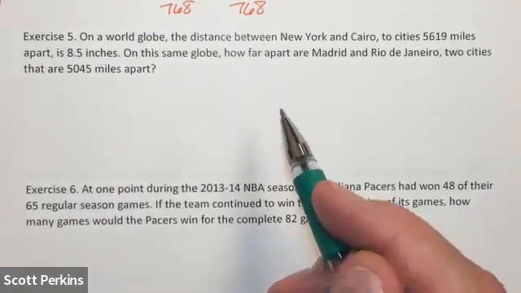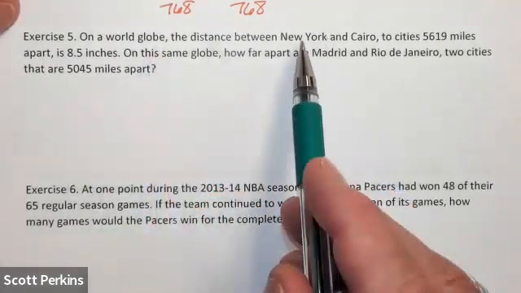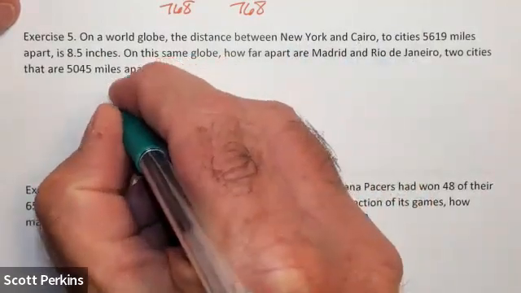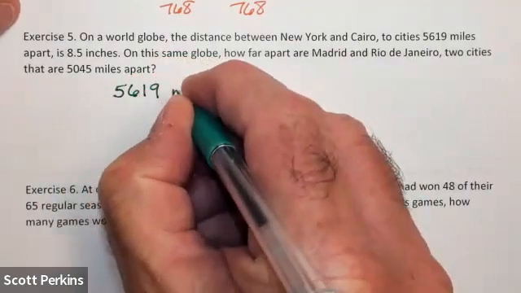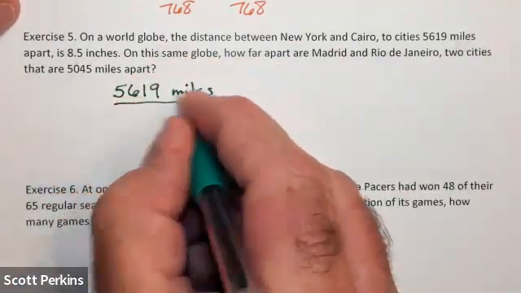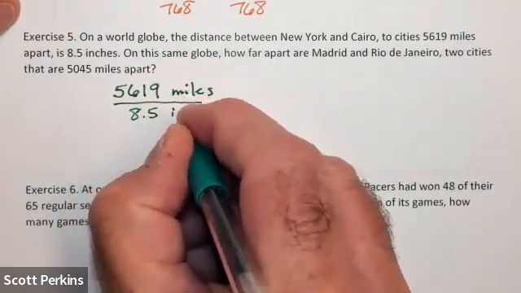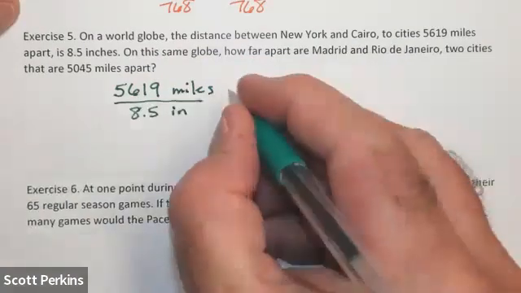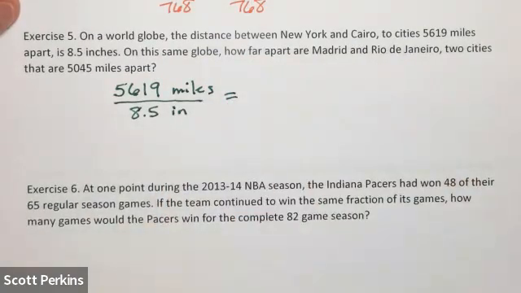Okay, so the first relationship I know is that the actual distance between New York and Cairo is 5,619 miles. And on the globe, that is represented by 8.5 inches. Okay, so I've chosen to put the miles in the top, the inches in the bottom. If you did the reverse, that's fine. It's going to work out the same.